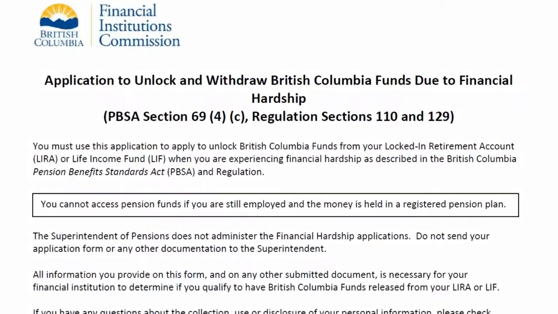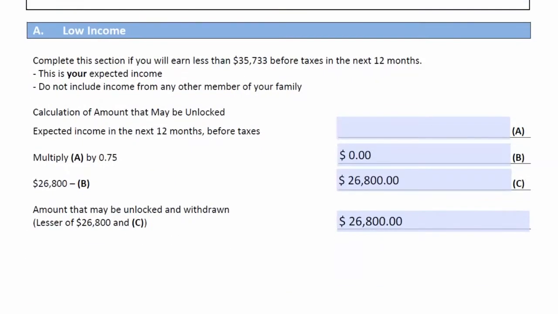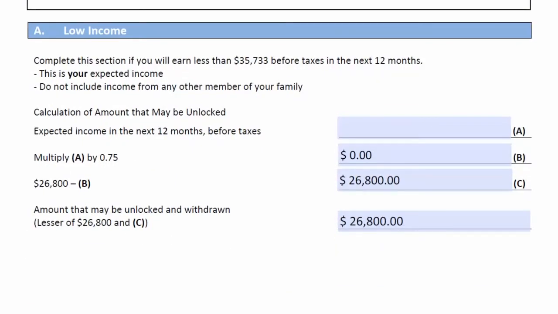Can you provide an example of how I calculate the maximum amount that I can withdraw? Okay, let's put some numbers into the unlocking form to see how the process works. Let's say in the calendar year you expect to earn $3,250 before taxes. Using the formula, you must multiply this number by 0.75. This becomes $2,437.50.